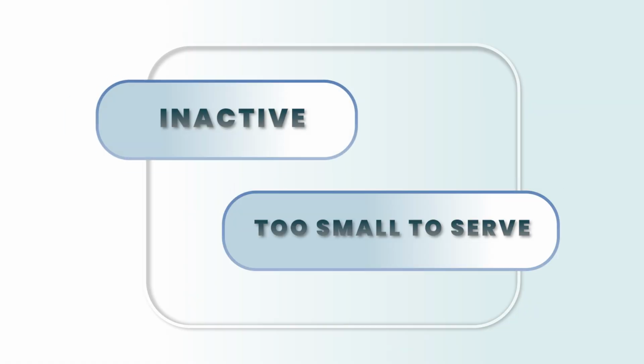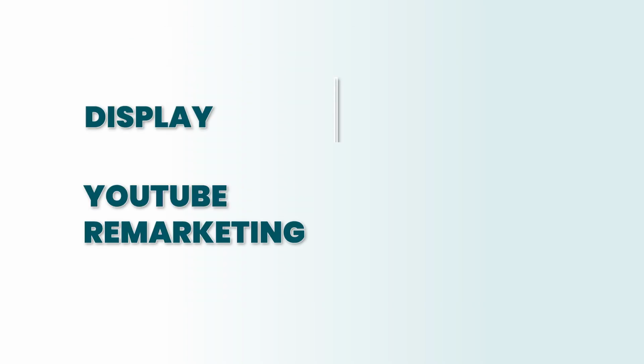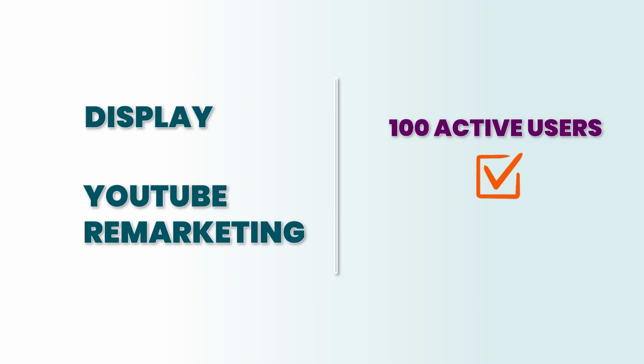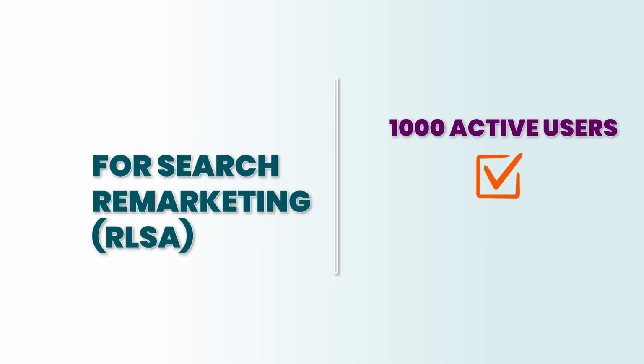In remarketing, having a high intent audience isn't enough. You also need to cross what I call the size barrier. Most beginners set everything up correctly and then see their audience stuck on inactive or too small to serve. That's because of Google's minimum thresholds. For display and YouTube remarketing, you need at least 100 active users in the last 30 days. For search remarketing, RLSA, that number jumps to 1,000 users.